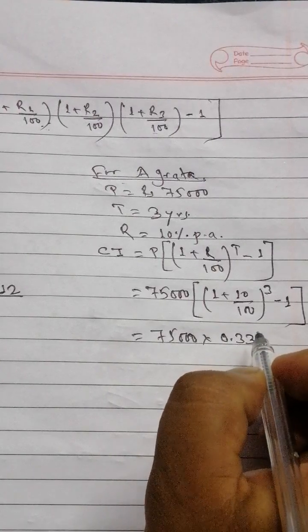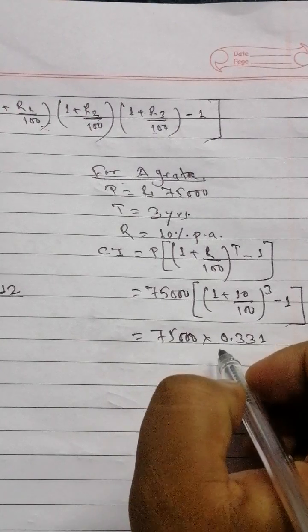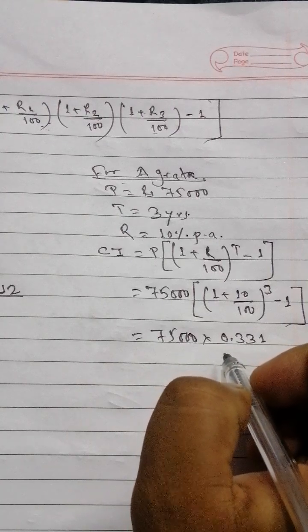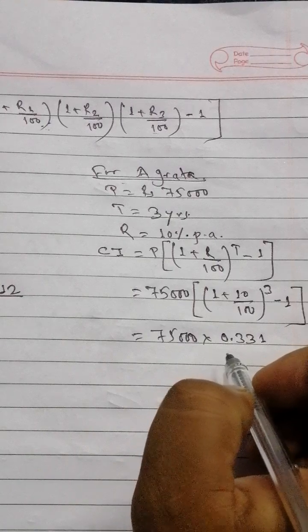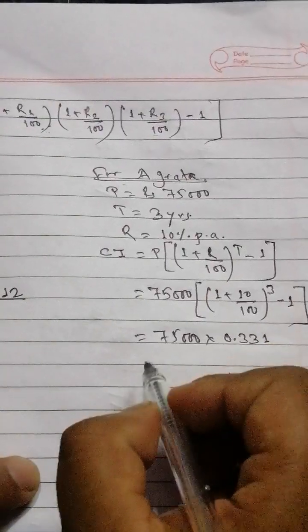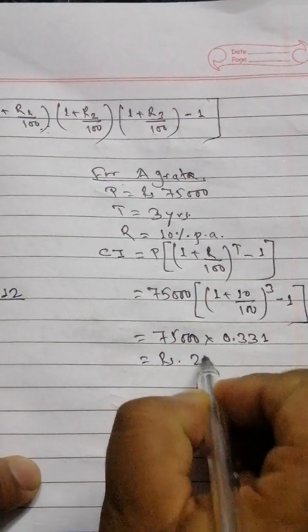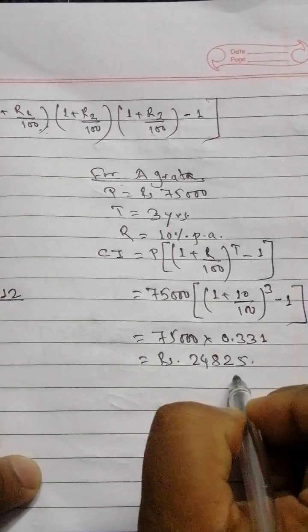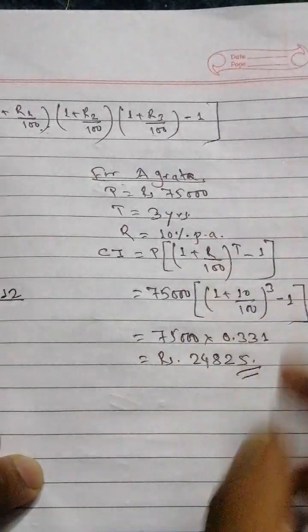0.331 and multiplied with 75,000, we get 0.331 into 75,000 as rupees 24,825. So this is the interest received by Agrata.